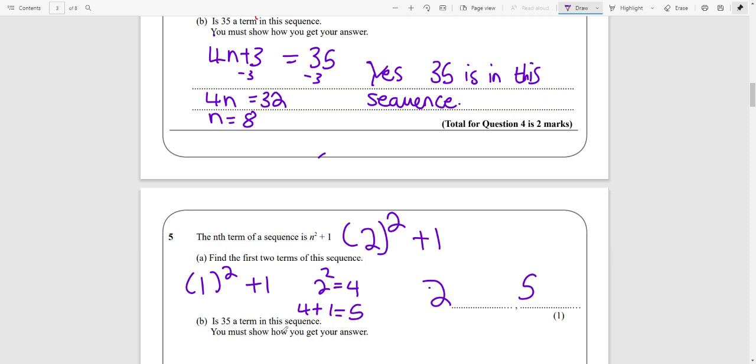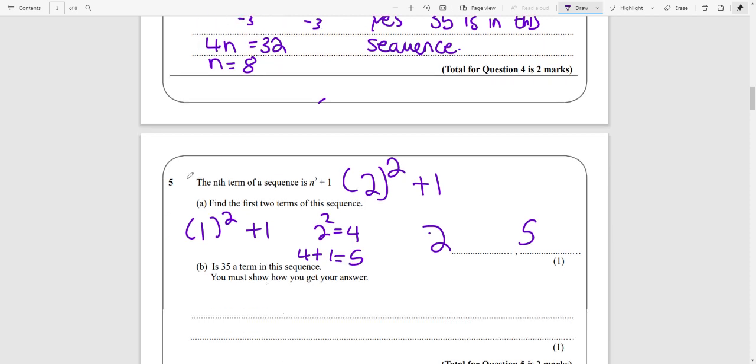Okay? Now again, we have a part B of this question. Is 35 a term in the sequence? You must show how you get your answer. So, we're going to put n squared plus 1 equals 35. Now, we're going to minus 1 on both sides. So n squared is equal to 34.